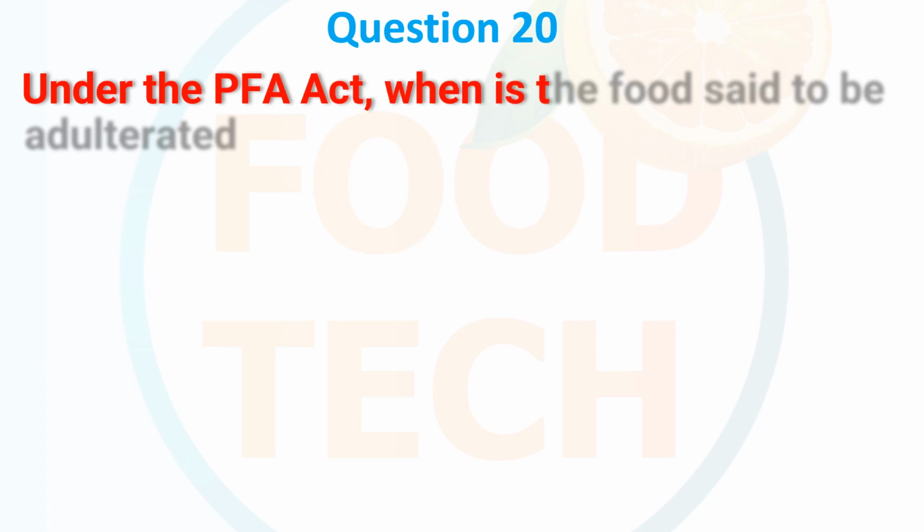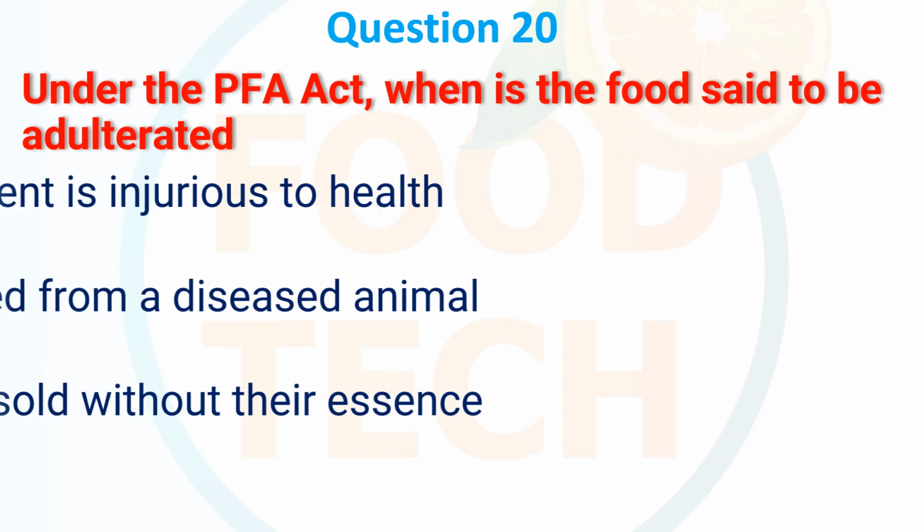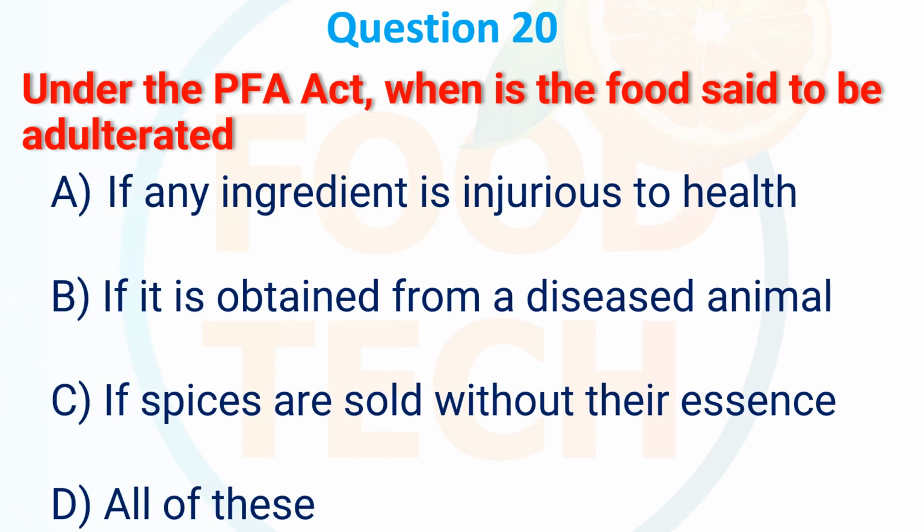Under the PFA Act, when is food said to be adulterated? A. If any ingredient is injurious to health. B. If obtained from a diseased animal. C. If spices are whole without their essence. D. All of these. The answer is D. All of these.